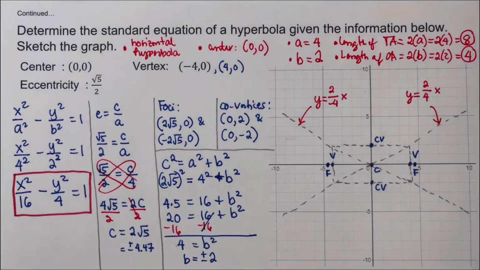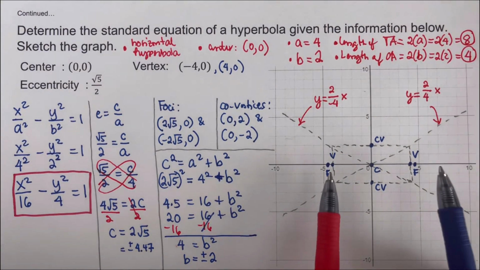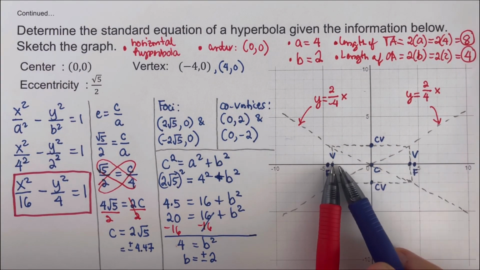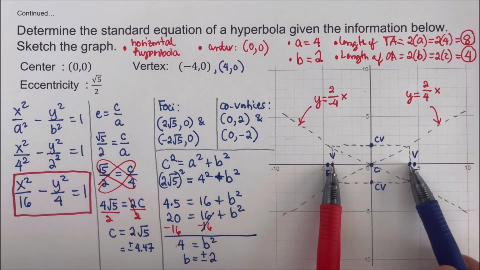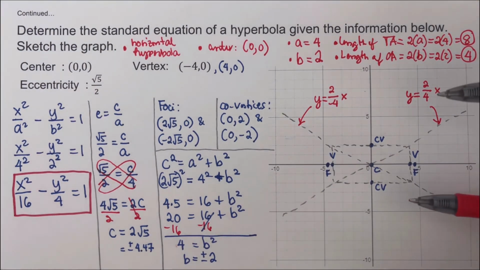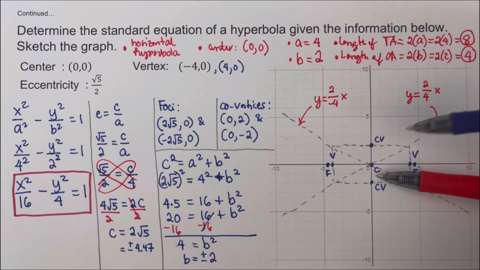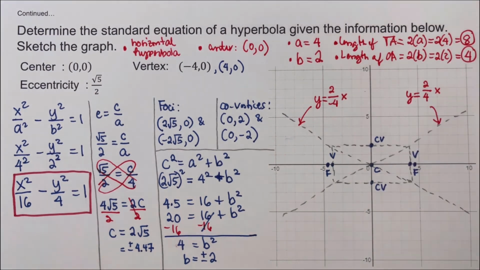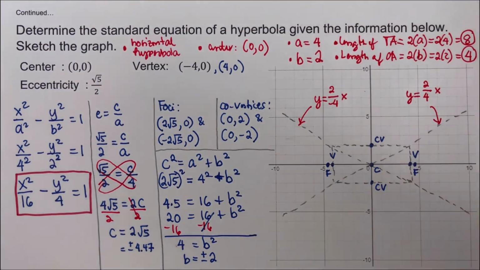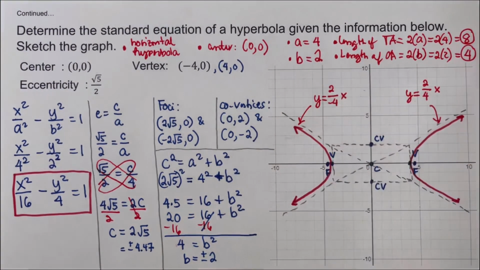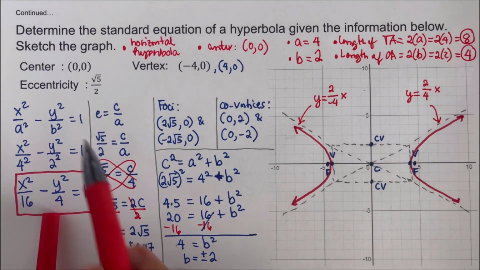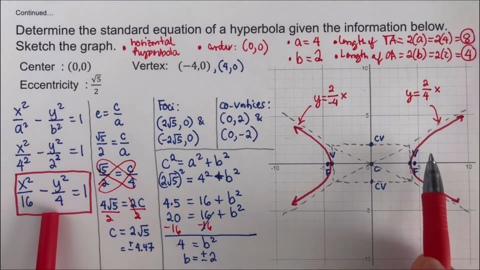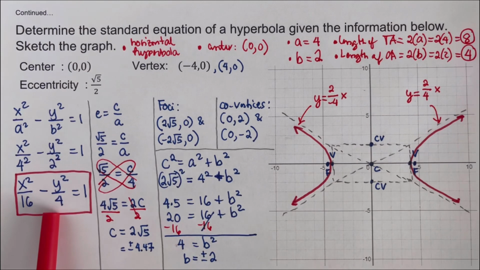If you notice, the length of the transverse axis is 8. If we count the distance from the vertex to the other vertex, that's 8. Meanwhile, the length of the conjugate axis is 4. That is the distance from the co-vertex to the other co-vertex. So we can go ahead and sketch the hyperbola from here. This is the equation of the problem that we have right here, and this is the graph of this equation. Did you get the same answers as this?